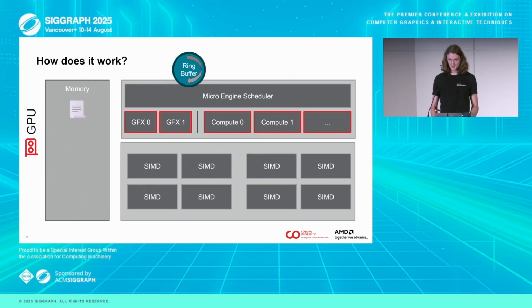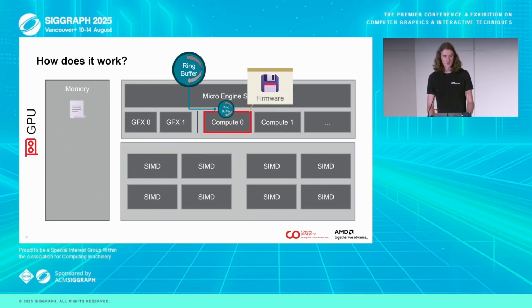Those are what those then match to. In our case, let's just say we submitted this work to a compute queue. So the micro engine scheduler, in this case, will pick compute queue 0. There's another ring buffer attached between those two that propagates this command downwards: "Hey, here's a command list, do some work." This compute queue 0 is then programmed by some firmware.